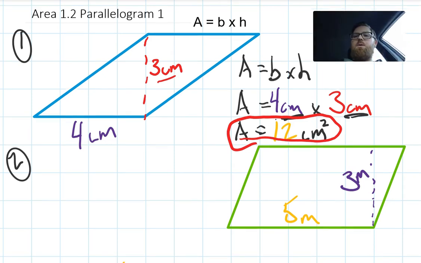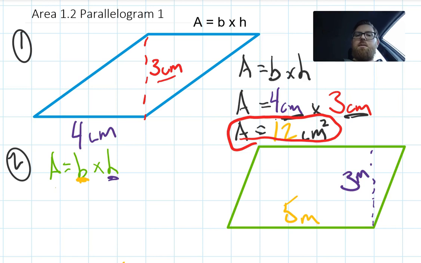Again, whenever we're going through these types of questions, you follow the same steps. The first thing I'm going to do here, and the first thing you should do, is write down the equation. So A equals B times H. Next, I'm going to find out what the base and the height are. In this green parallelogram, I have the bottom part here, which is 5, which is clearly our base, and the 3 is going to be our height.